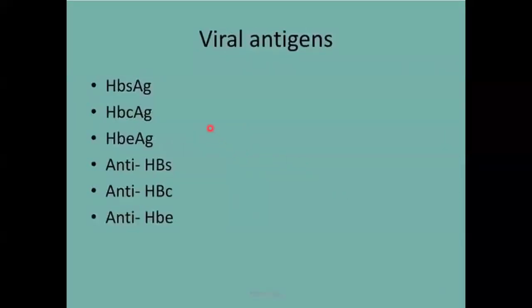And then, as I had mentioned, the antigens. So we have HBs antigen, HBc antigen, and HBe antigen. And any time you see the word anti, we mean antibody. So this is antibody against the HBs antigen, antibody against HBc, antibody against HBe. We're going to go through all of this.